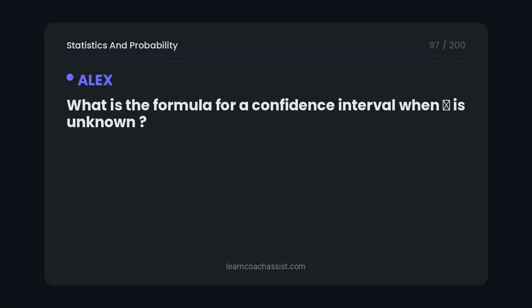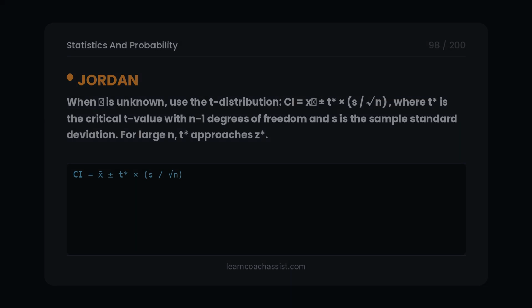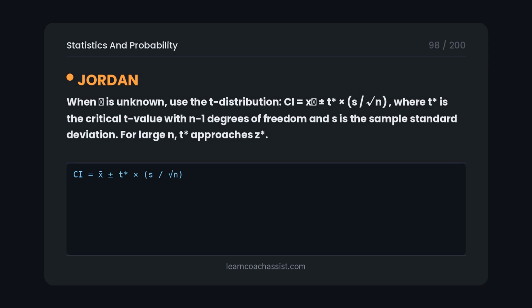What is the formula for a confidence interval when sigma is unknown? When sigma is unknown, use the t-distribution: CI = x̄ ± t* × s/√n, where t* is the critical t-value with n-1 degrees of freedom and s is the sample standard deviation. For large n, t* approaches z*.